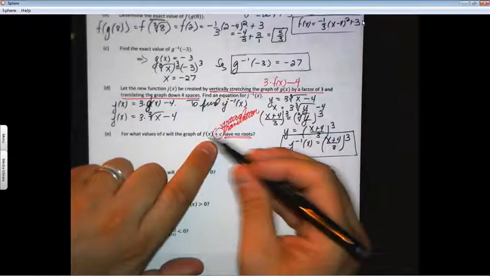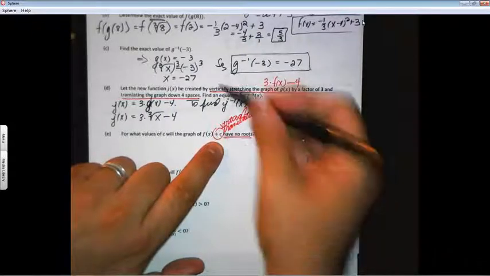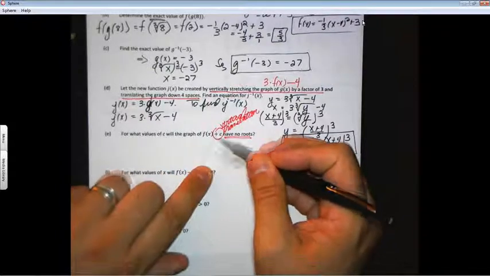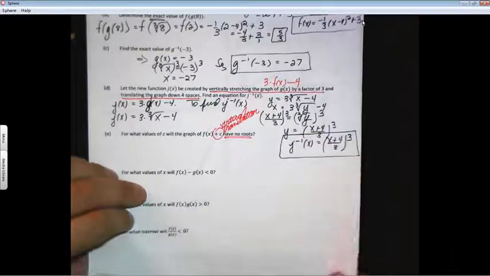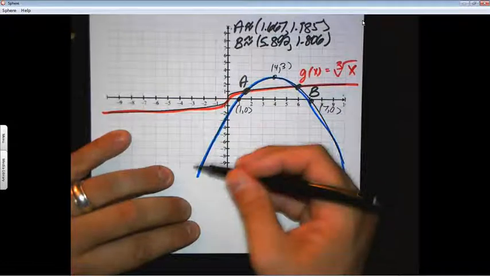All right, let's keep going. E, for what values of c will the graph of f of x plus c have no roots? Well, let's see. We're going to need to go back to our graph of f of x. And this c value is a vertical translation.